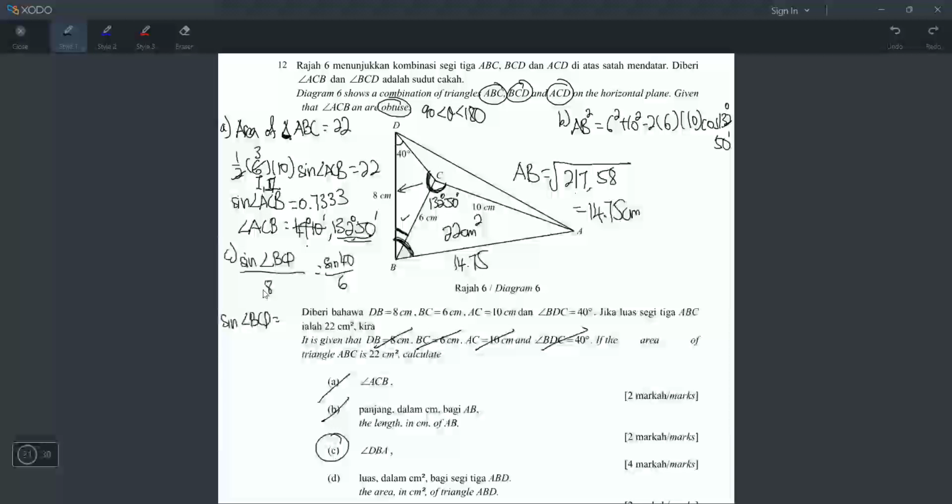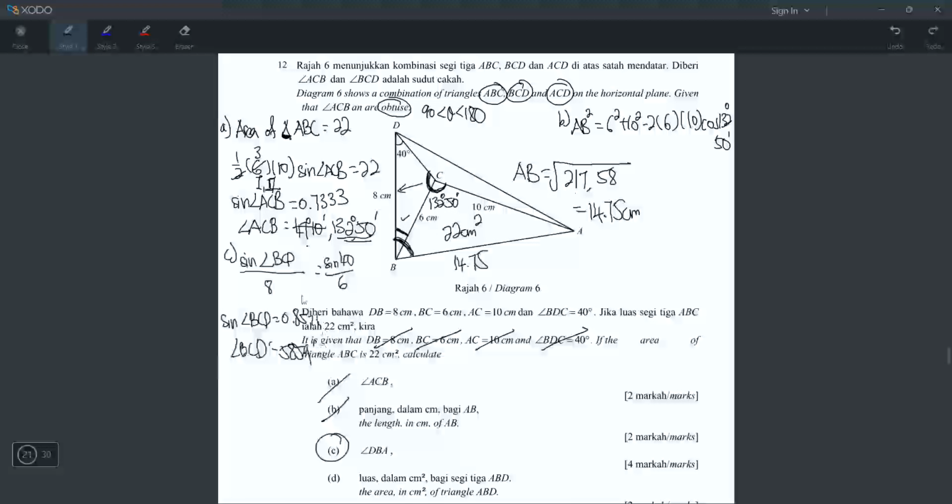Okay, I get 0.85705, so 0.8571. And now I press shift sine answer. Okay, 58 degrees 59 minutes.